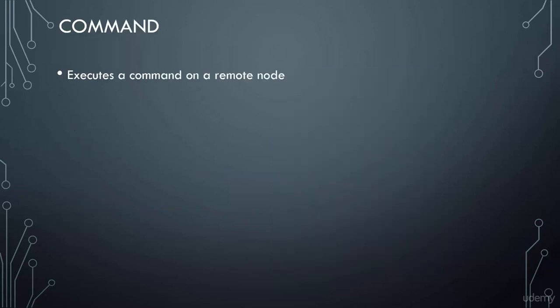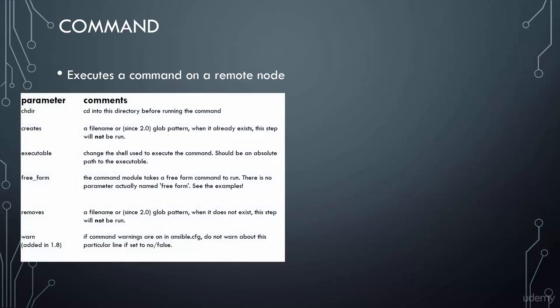Let's look at a few of these modules in detail to understand how you can use them and how to read the documentation page. We will start with the command module. The command module is used to execute a command on a remote node. The parameters of the command module, as listed in the documentation page, are shown here.